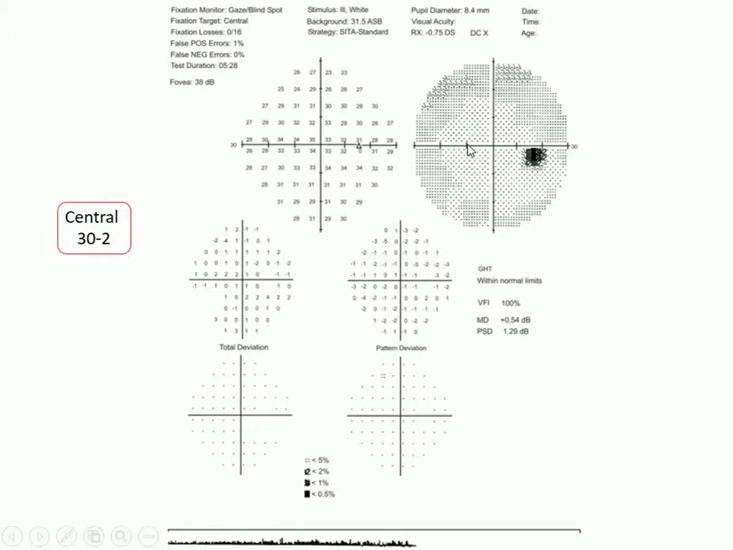So if we look here in the diagram, each of these hatch marks refers to 10 degrees. So 10, 20, 30 degrees, 10, 20, 30 degrees, 10, 20, and 30 degrees. And that's why we have the 30 over there. It's the central 30 degrees.